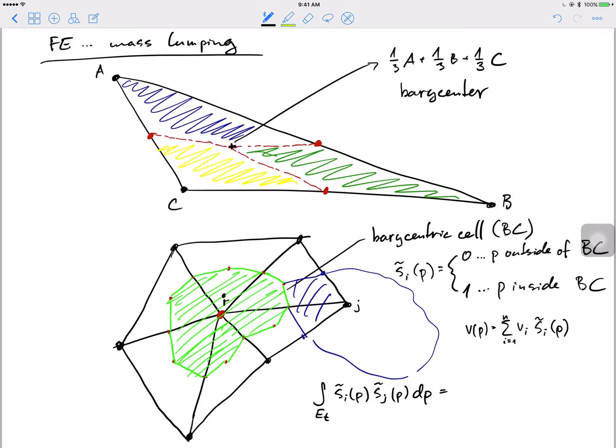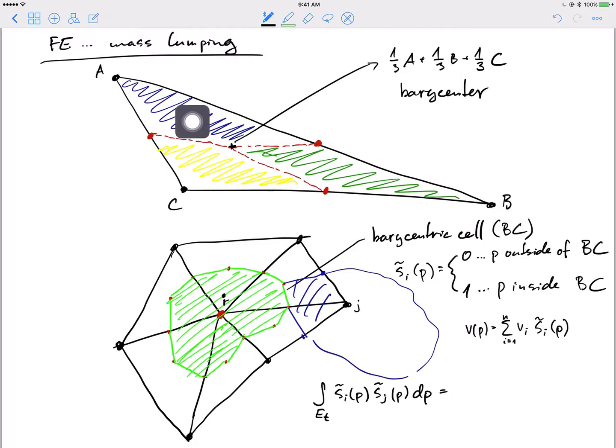So we are on one triangle now. So it's this kind of situation. Okay, let's say that this is triangle T. Let's say that the A is i and these other guys are j or something like this. And I want to know what is the integral of the shape functions over the one triangle.